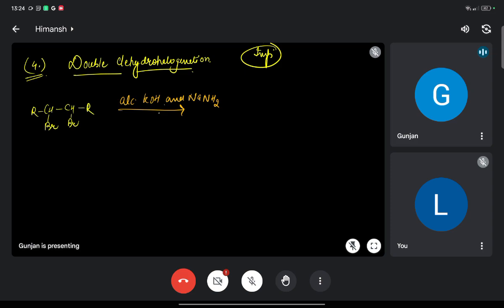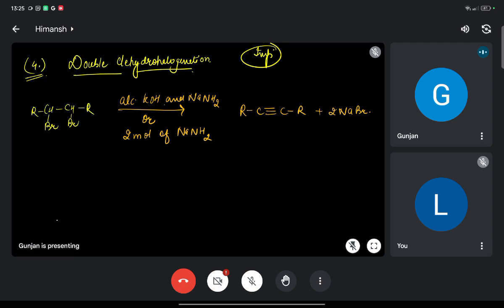So we are applying it over here, or we can directly use 2 molecules of NaNH2. So we are getting R, C, triple bond C, R, and 2 NaBr. Got it or no?